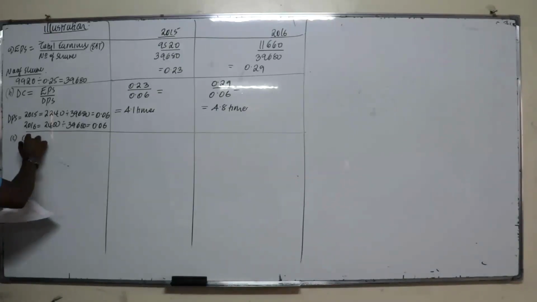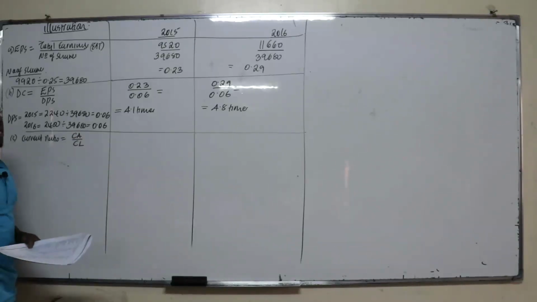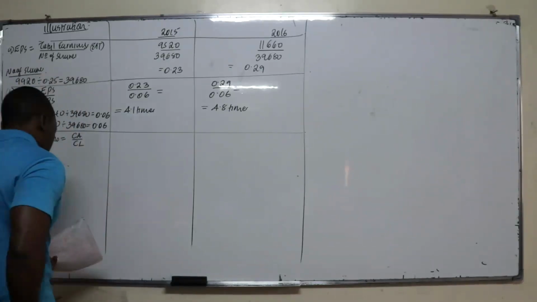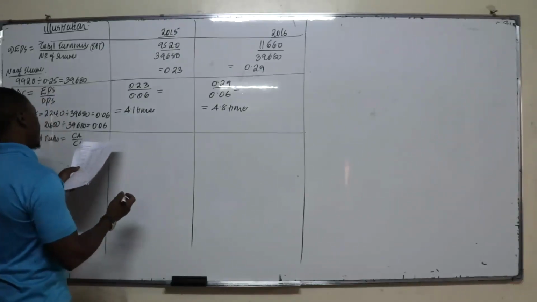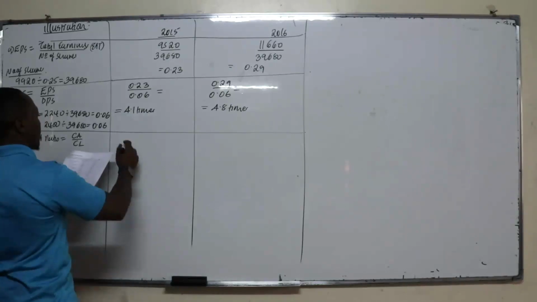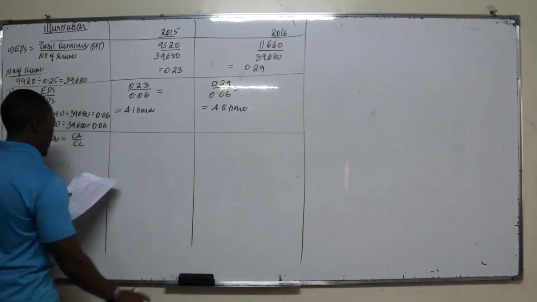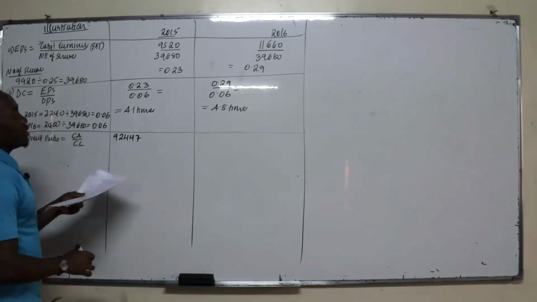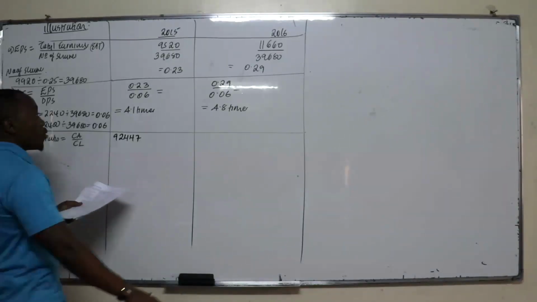Number C, current ratio. For the current ratio, you take current assets over current liabilities. Now let's go to the statement of financial position. How much is the current assets? We have 90, not 97. You just need the current assets. 92,447. Or you can just take the total assets and deduct the non-current assets, which is the easier one. What about in 2016?